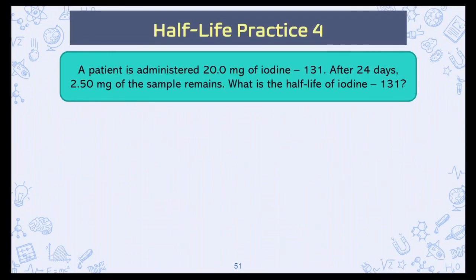Let's take a look at practice 4. A patient is administered 20 milligrams of iodine 131. So this is going to be our initial mass. This is what we're starting with. After 24 days, so this is the total time that has passed, 2.50 milligrams of the sample remains. So this is our final mass, M sub F.